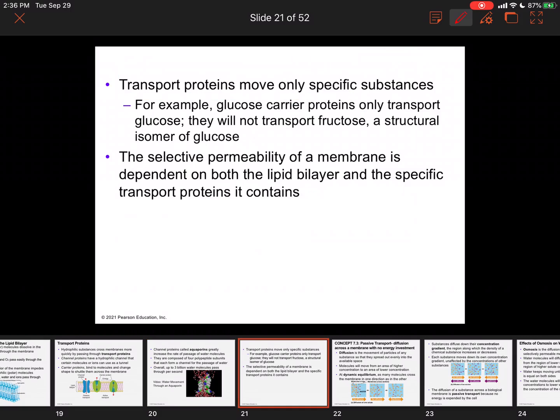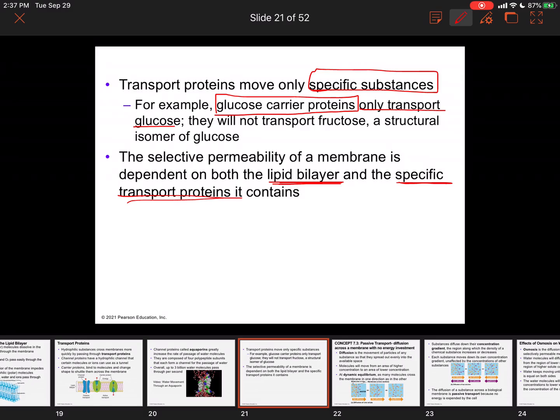Okay, all right, transport proteins move only very specific substances. And so, for example, we have a glucose carrier protein. Guess what it transports? Only glucose. They will not transport even fructose or any other type of sugar. It's only for glucose. And so it says the selective permeability of a membrane is dependent on both the lipid bilayer and the specific transport proteins it contains. So it's got to get through the lipid bilayer, and it's also got to get through those transport proteins. And certain proteins transport certain molecules across the membrane.